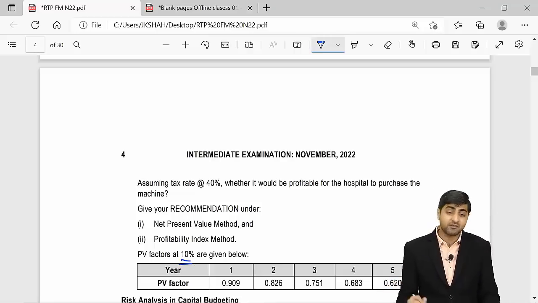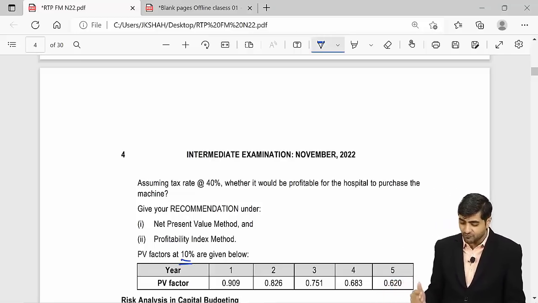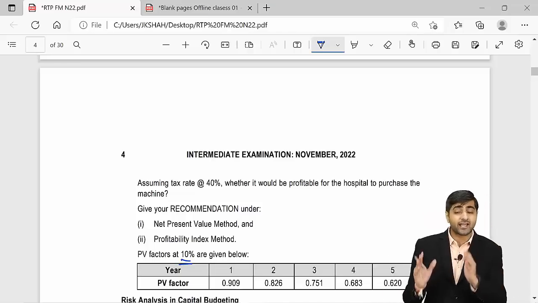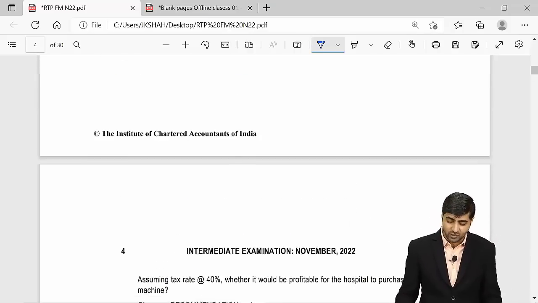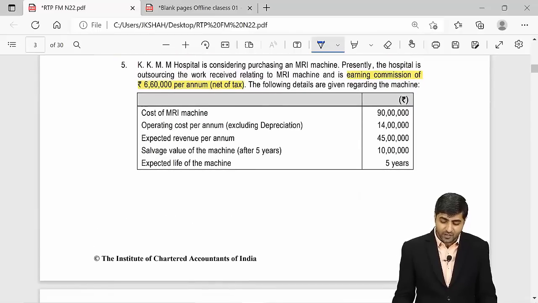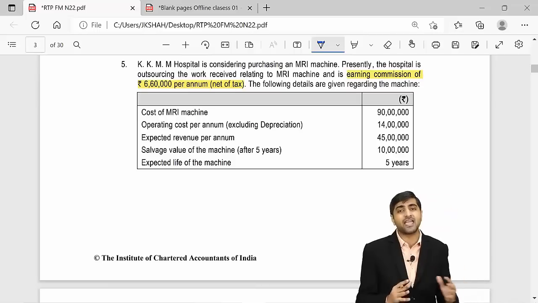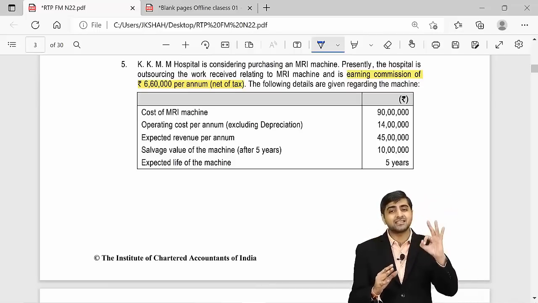And then we have the PV factors also available for the period of 5 years. So guys, similar type of questions are also there in your study module as well as in your JK Shah classes textbook. We have to first understand that for the process of calculation of NPV, remember these 3 steps.